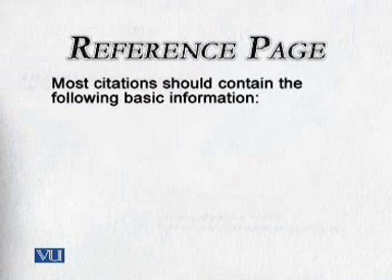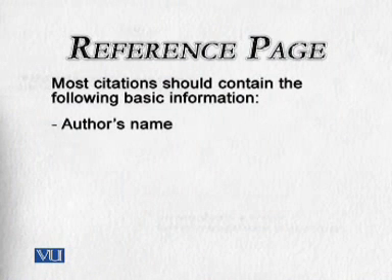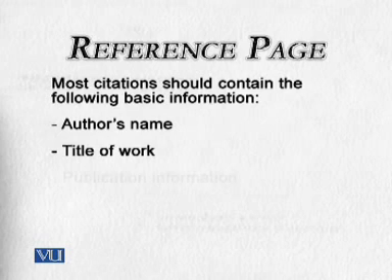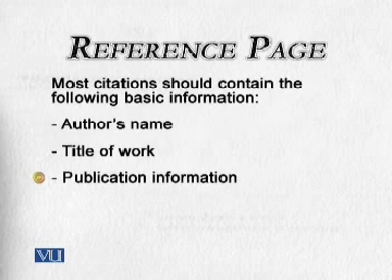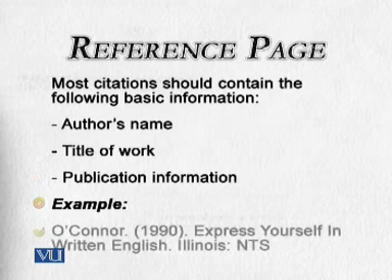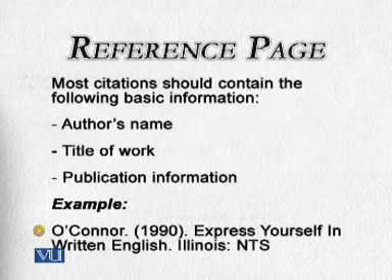Every citation should have at least three things. Number one, the author's name. Number two, the title of the work. And number three, the publication information. In the example I have given, the first item is, of course, the writer's name. O'Connor is the writer. The second item is the year of publication. What comes next is Express Yourself in Written English. This is the title of the work. If it's a book, then it's the book name. The next two, you can see, are two items with a colon mentioned. This is actually the publication information. The first one is the place of publication, Illinois, and the second one is the publisher's name, NTS.